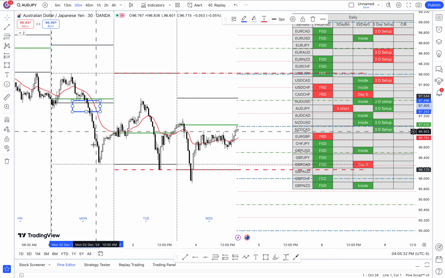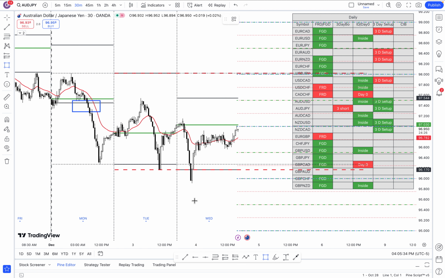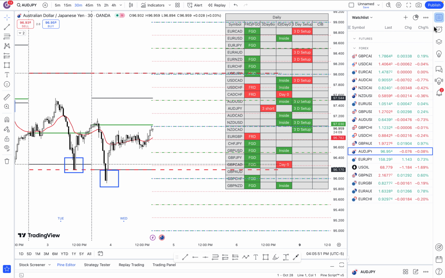Day 1 shorts, day 2 shorts, and day 3 shorts triggered into the market. You can see that reversal in the Asian session to the opposite direction. AUD JPY, 3 days of breakout trade, that's correct. AUD card was an inside day.